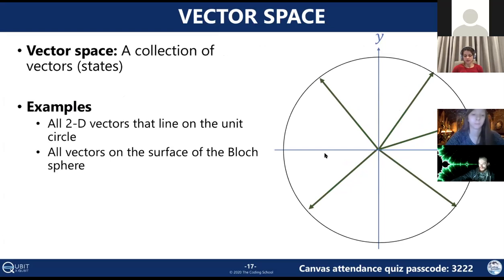So these are just some examples of vector spaces. A vector space is just a descriptor, again, of all the vectors that you have available to you, all the vectors that you're interested in dealing with. You can choose a specific vector space that you're interested in. So this is a 2-dimensional vector space. There's also all the vectors on the surface of the Bloch sphere, like all the normal vectors to the Bloch sphere. And that would be, I guess, 3-dimensional. I guess it's a 2-dimensional surface in a 3-dimensional space.